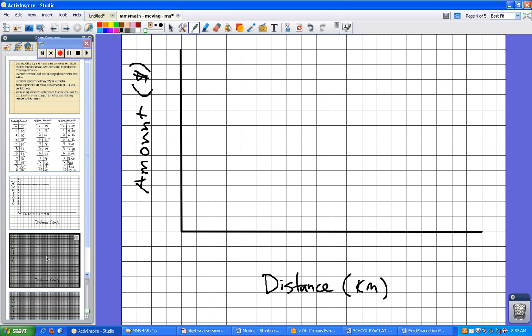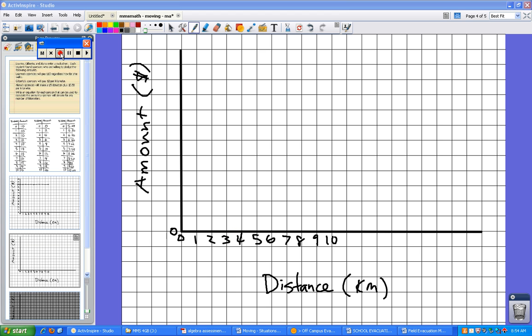Same thing: distance goes on the bottom, amount goes on the side. Since Gilberto is getting $2 every kilometer according to the table, I'll go by twos. So 2, 4, 6, 8, 10. At 0 kilometers, he has no money. After walking a kilometer, he has $2.